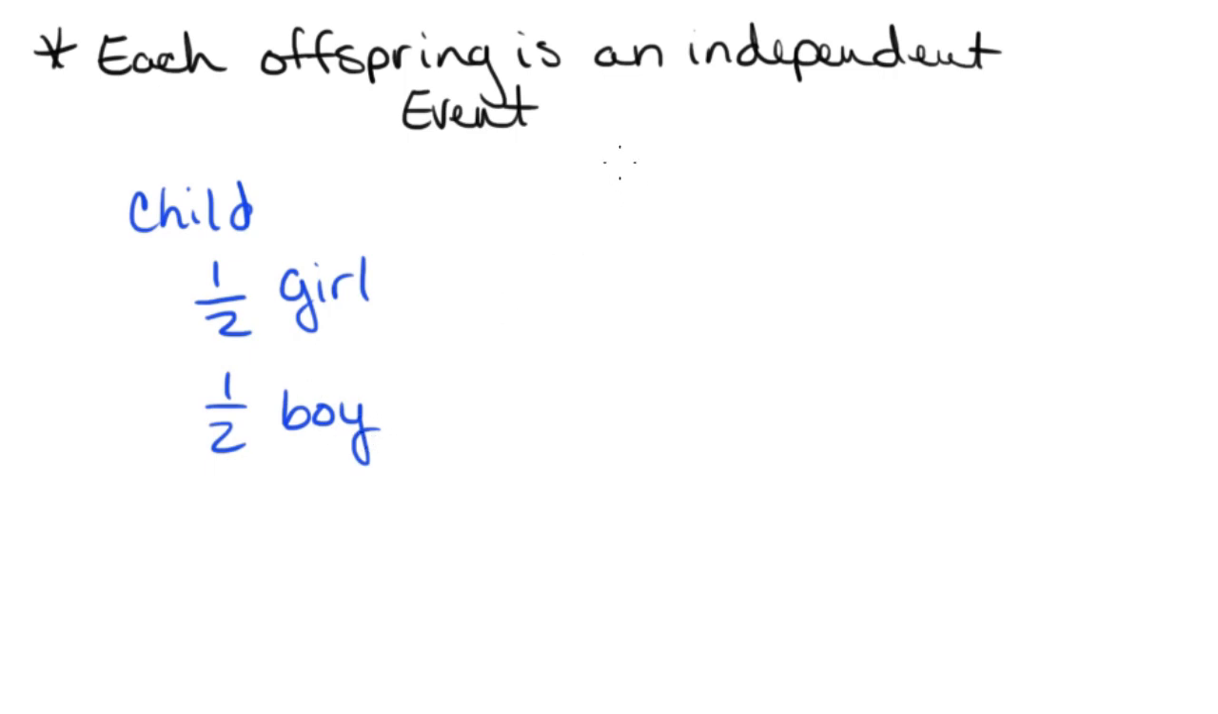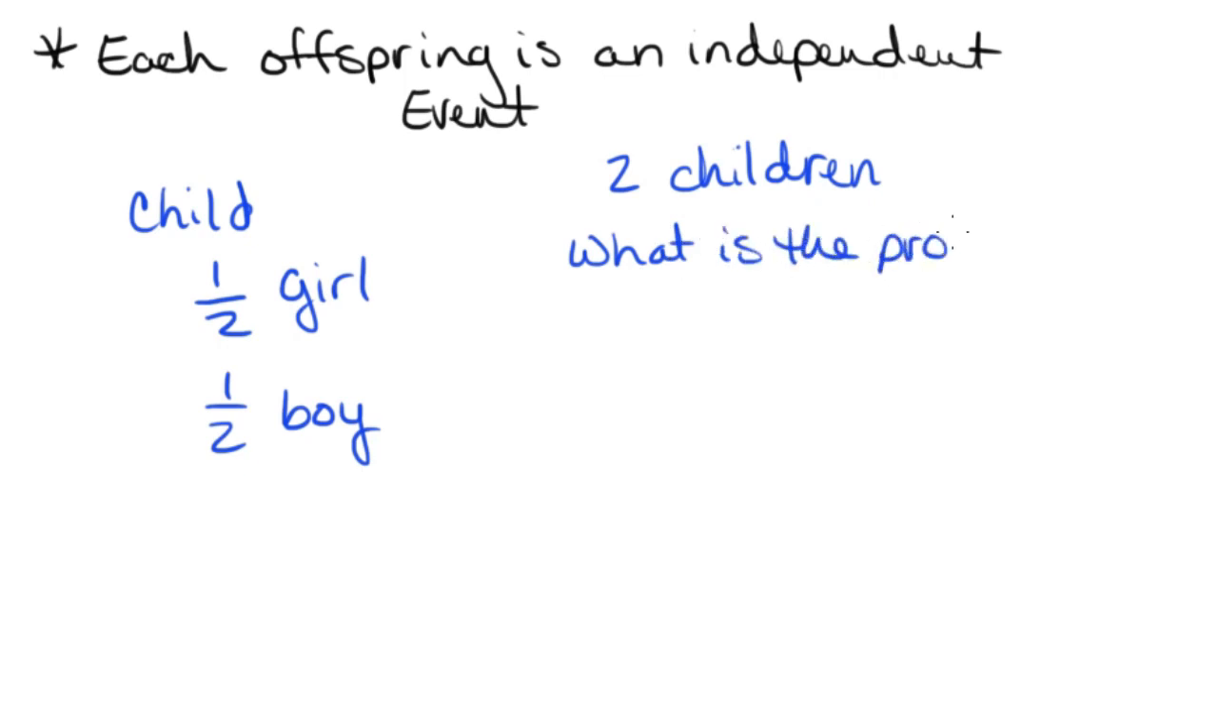So if we're having two children and we want to know what is the probability that both children are going to be girls, then what we have to consider is that it really doesn't matter what happens the first time, or whether we have a girl or a boy the first time. The second time we have a child, that is an independent event. It's a separate conception. And so we are going to use the multiplication rule for this.